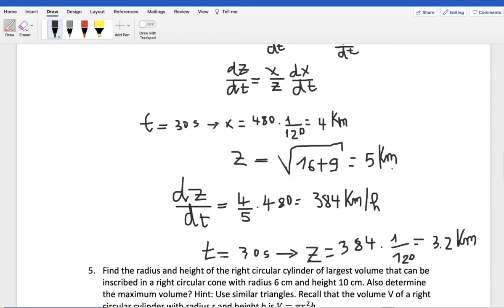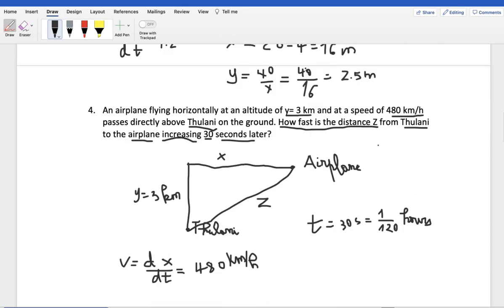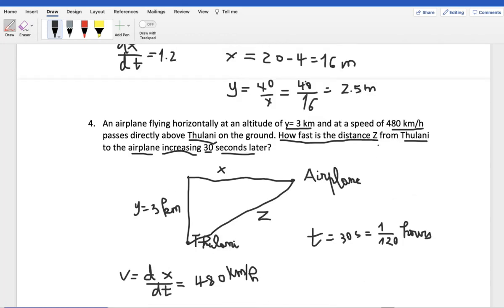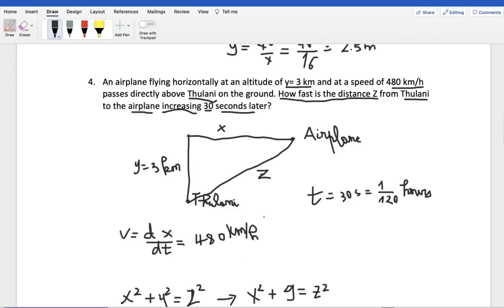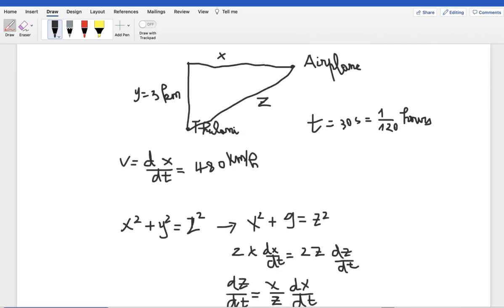So when time is equal to 30 seconds, the distance between Tulani and the airplane, the z distance, is equal to 3.2 kilometers, right? So yeah, that is it. Any questions?